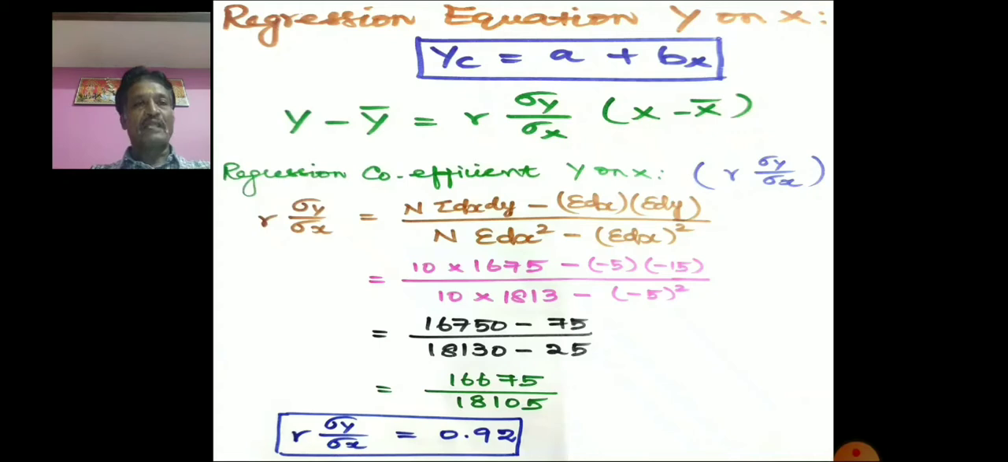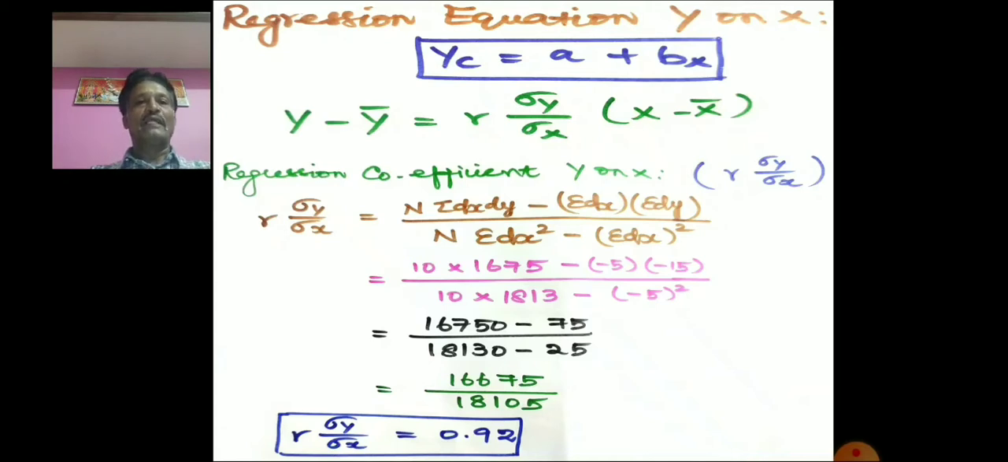You put minus sign, minus 5 into minus 15, that is equal to plus 75. The whole divided by 10 into 1813, so that is equal to 18,130. You put minus sign, minus 5 the whole power 2, that is equal to 25. So in the numerator you are having 16,750 minus 75, and the denominator you are having 18,130 minus 25. You take the difference. In the numerator you are getting 16,675, and the denominator you are getting 18,105. Now you can divide the numerator value with the help of the denominator value.